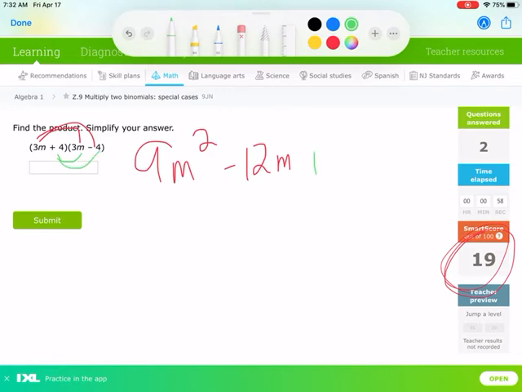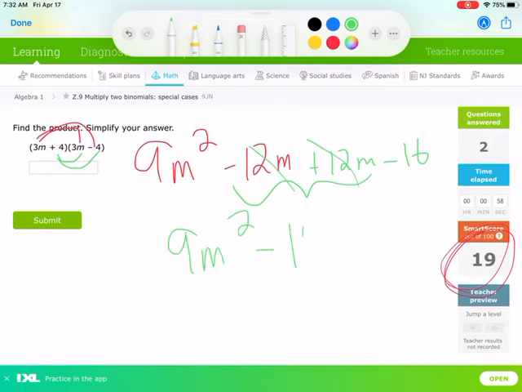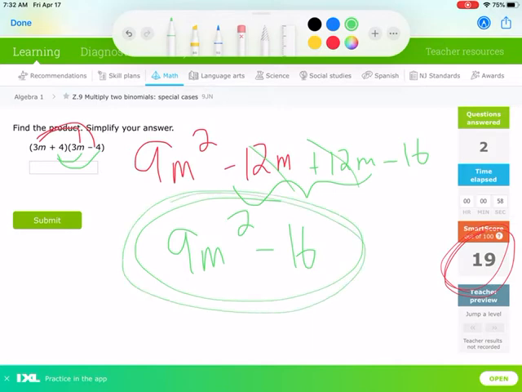Distribute the 4, you get positive 12m minus 16. So these guys right here in the middle, they cancel out. Negative 12, positive 12, they go away. So you're just left with 9m squared minus 16. Again, hopefully it's a special case. We're going to be doing the reverse of this soon. 9m squared minus 16 will be your answer.